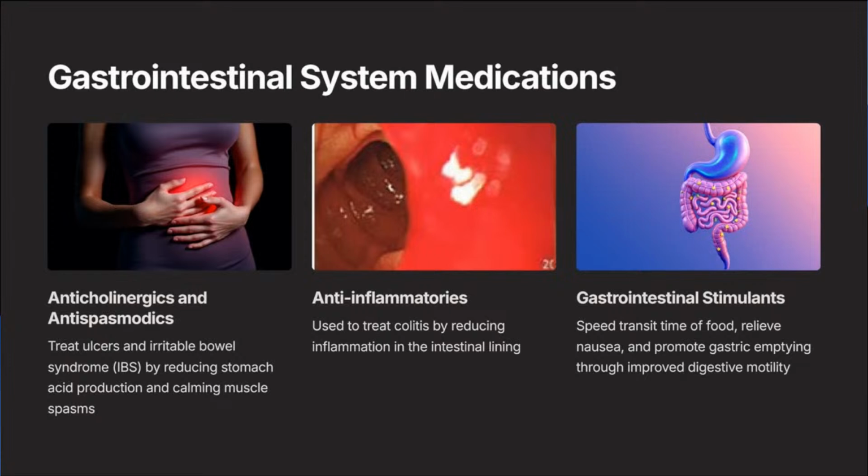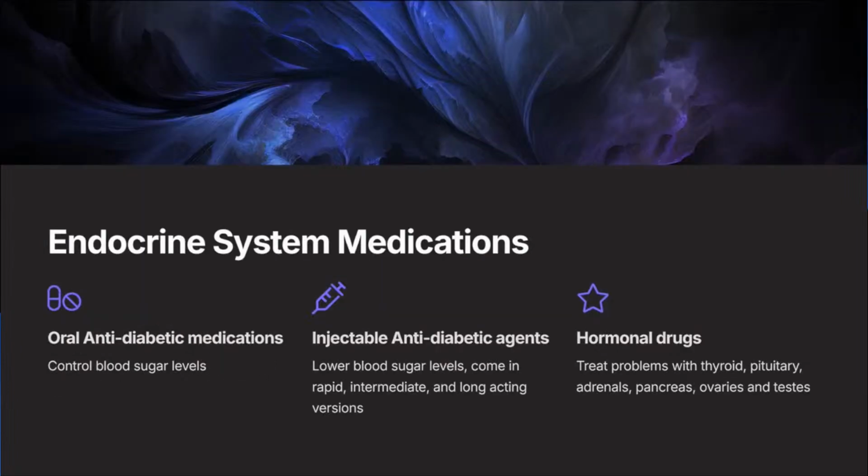That's why you need to be a CNA in order to be a med aide, because there's more that comes into play, such as dietary restrictions. And then we have our gastrointestinal stimulants. They speed up the transit of food, and they help to relieve nausea and promote gastric emptying through improved digestive motility. So think of it as something that will probably help them to have a bowel movement. That would be a gastrointestinal stimulant.